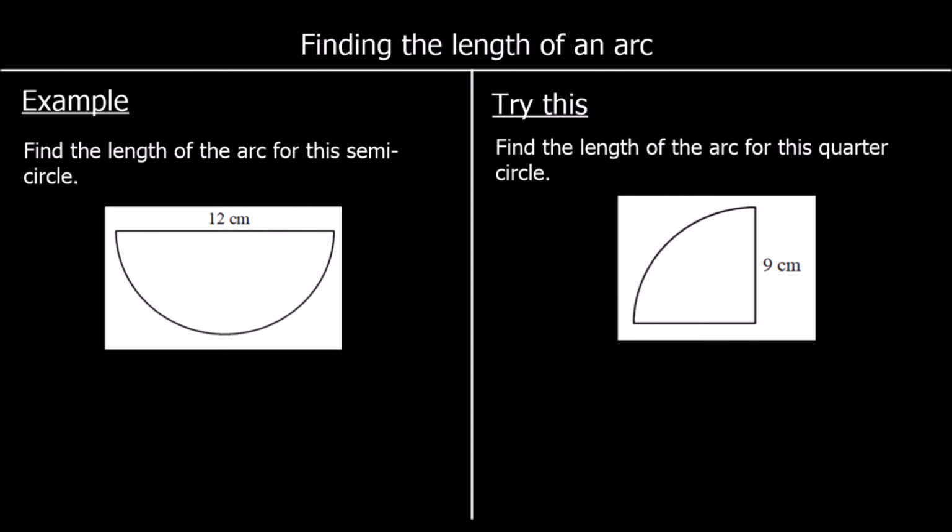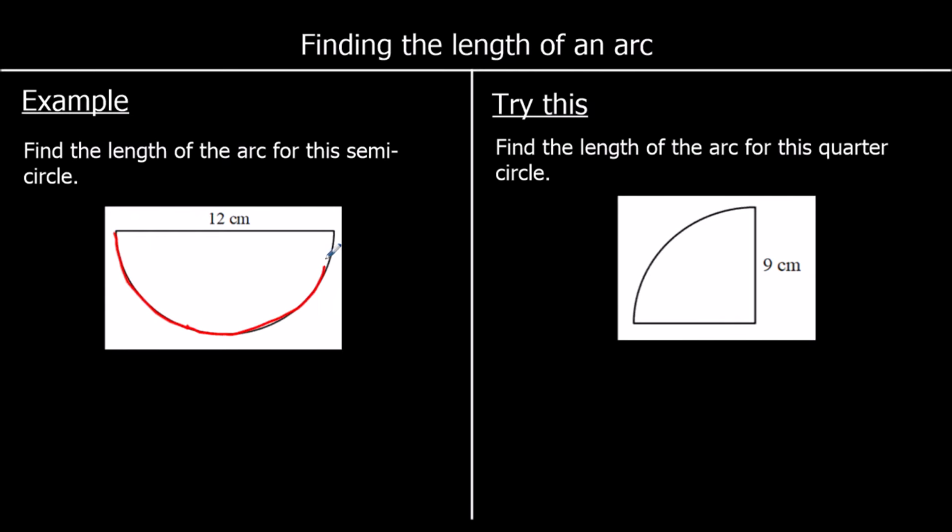An arc is part of the circumference of a circle. So in this example here, we have half a circle, a semicircle. So the arc will be the curved part. It will be the part of the circumference.